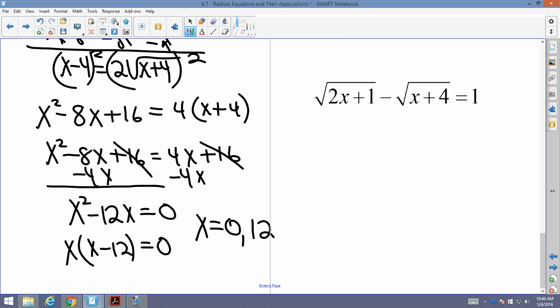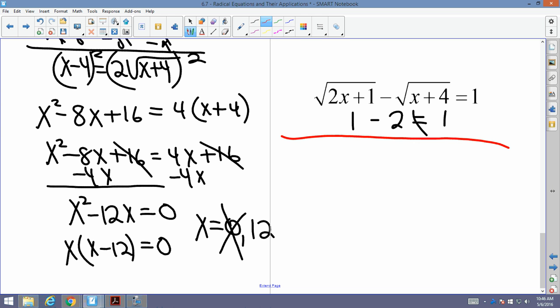Okay, now, when x is 0, what's 0 times 2? 0. What's 0 plus 1? What's the square root of 1? 1. Minus. What's 0 plus 4? The square root of 4? 2. Is 1 minus 2 equal to 1, my brothers? 0 does not work, because that does not equal. Okay? Now, let's try when x is 12, my brothers. What is 12 times 2? Plus 1. Square root of 25.